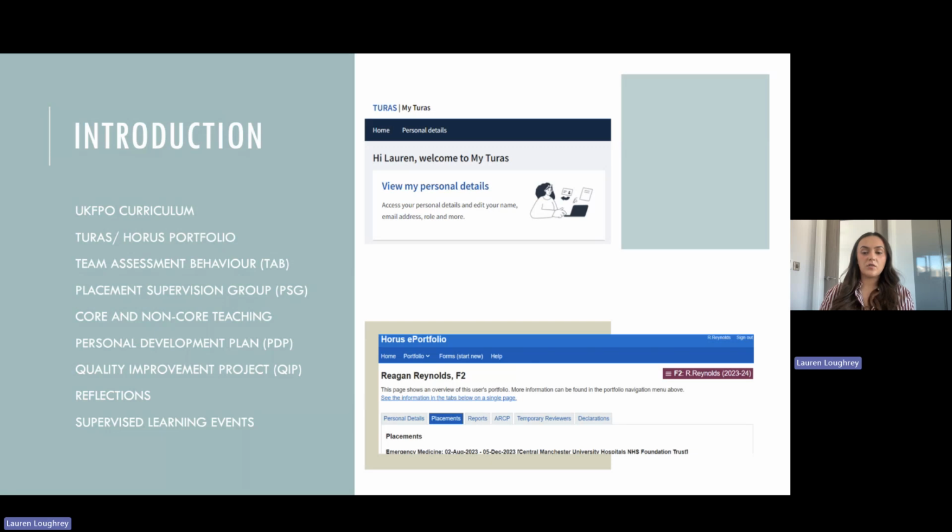Today, I hope to give a brief overview of the portfolio and my top tips. I am aware there are doctors here today who use both Horus and Churas. The exact format of each system is different, but each contain nationally agreed core content, such as PDPs, SLEs, and reflection forms. I personally use Churas, so a lot of the screenshots you will see today will be from a Churas portfolio account. As foundation doctors, we are all expected to be responsible for our education and development and to reflect regularly on our performance and feedback, and we can do this via our portfolio.